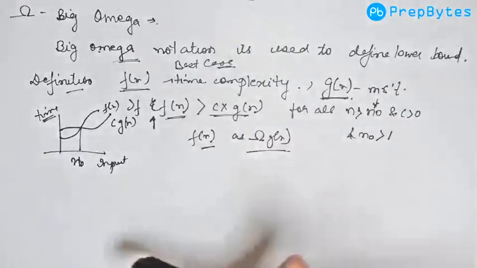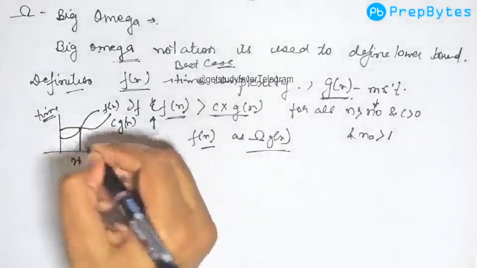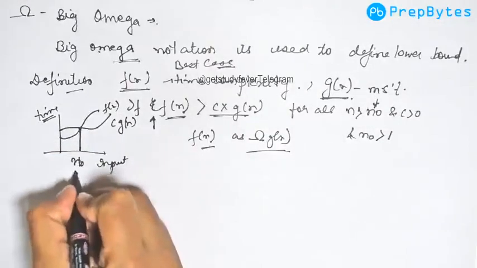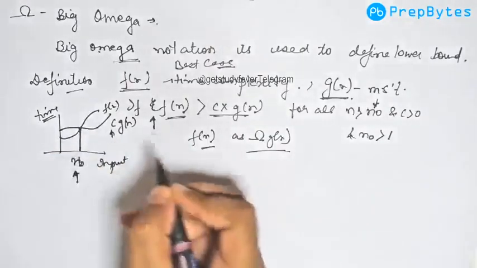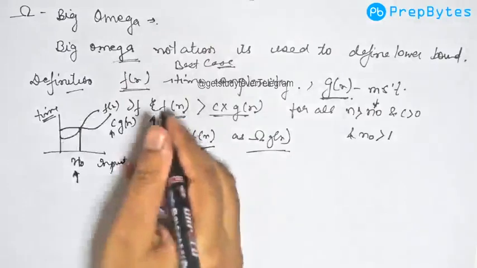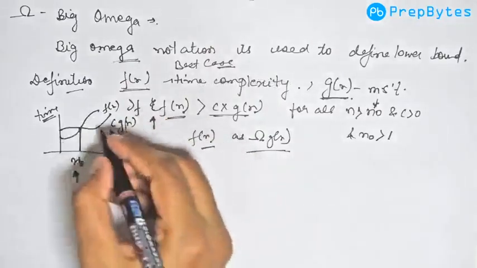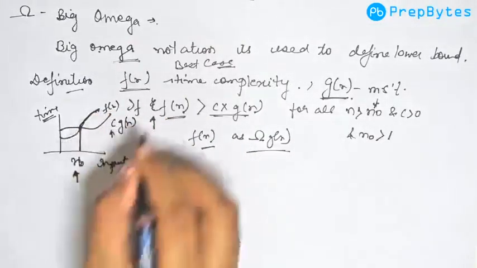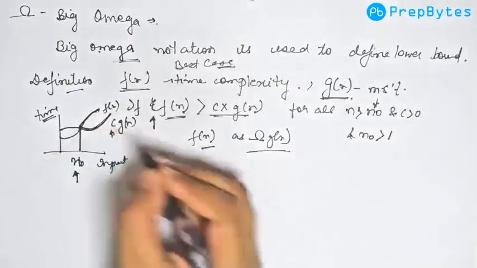Talking about it graphically, there has to be some N naught and there has to be some C, such that after all the values beyond this N naught, this F of N is always greater than this C into G of N.